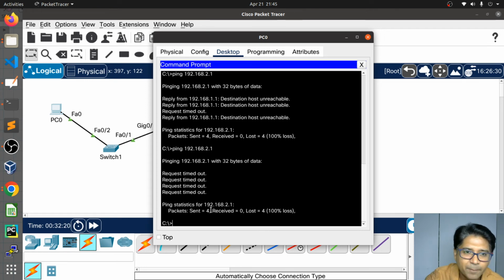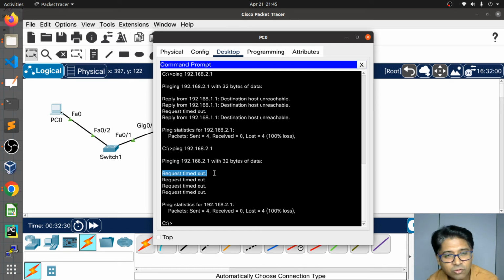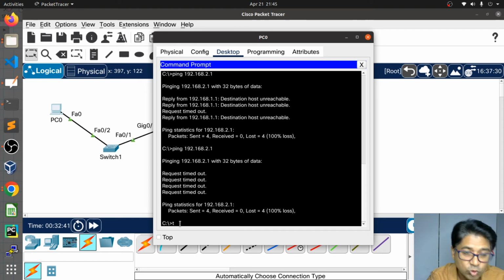So what happened earlier? Earlier the gateway was replying. In this scenario, he's not replying. He's telling request timeout. Let me debug a little more, then you are able to find the answer. I'm going to do traceroute. I want to check where the problem is.